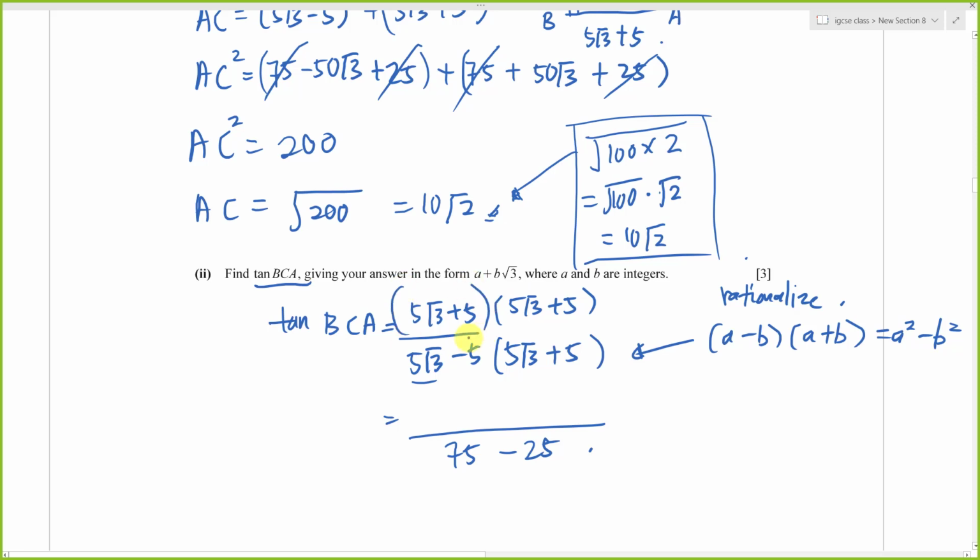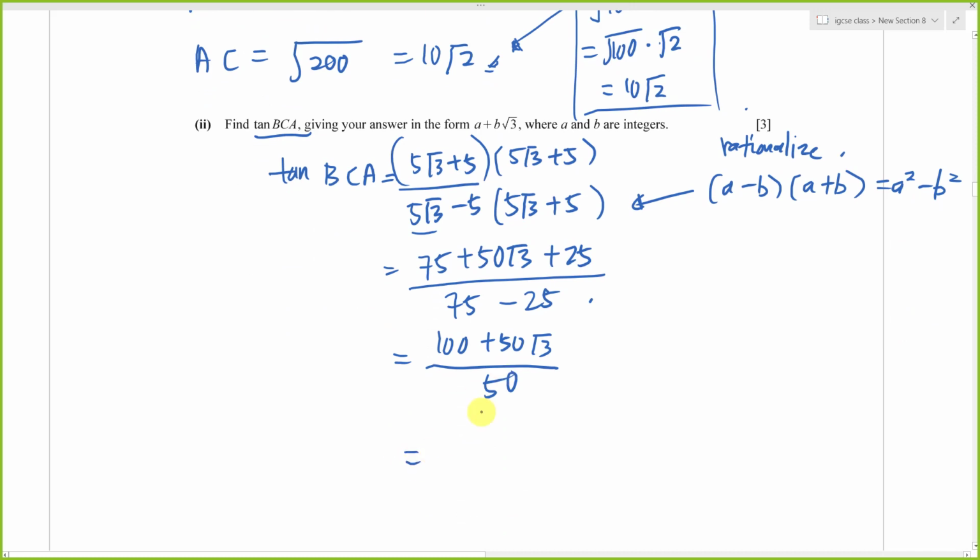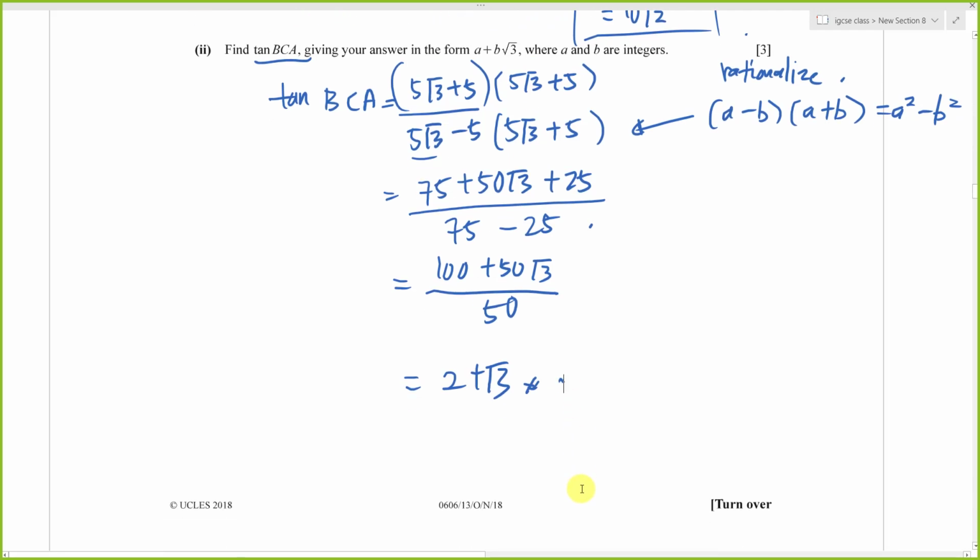So the top I will just expand one by one. The first one I give you 75. Oh, it's exactly the same thing. Then it will be cool. So this one will be times 2, which is 50 sub 3 plus 25. So this one will give me 100 plus 50 sub 3 over 50. Both numbers can divide 50: 2 plus sub 3. Some algebra you need to work out carefully. Then you should be okay.